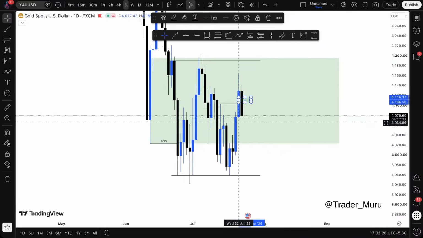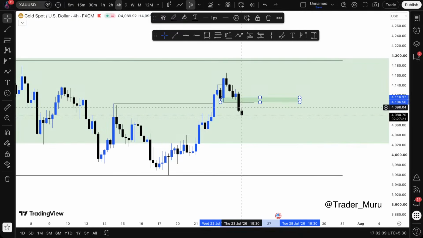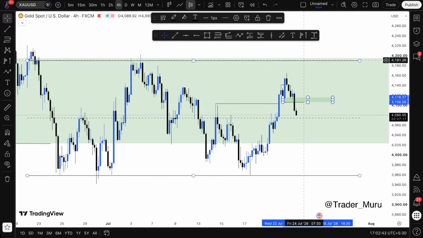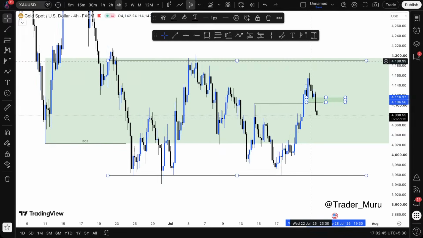We have an FVG here. So if price tests this FVG, again pumps and closes that 4 hour above that low and does not create a change of character here, then we can expect the market to push till this high, and after the sweep we will be watching for short again.